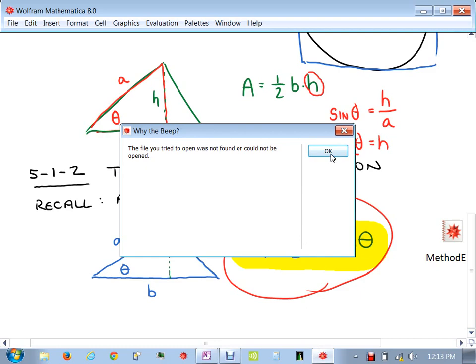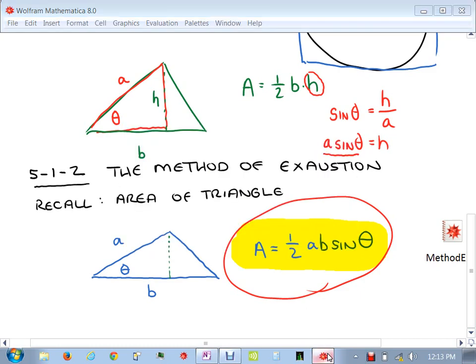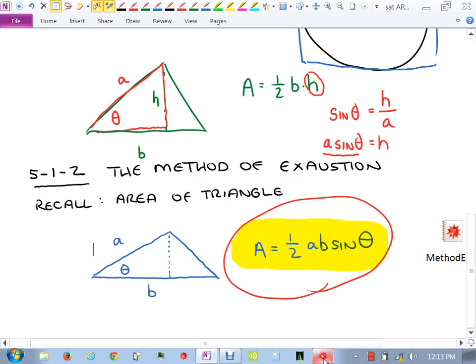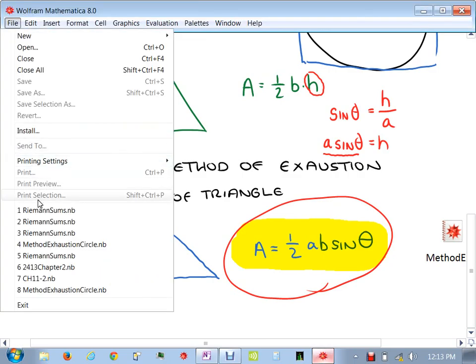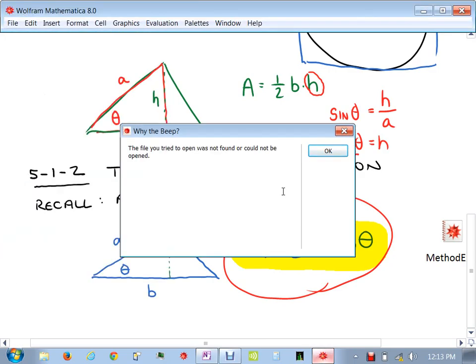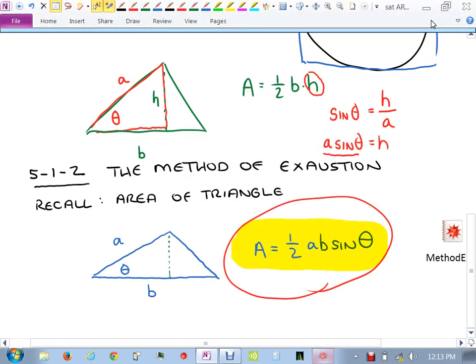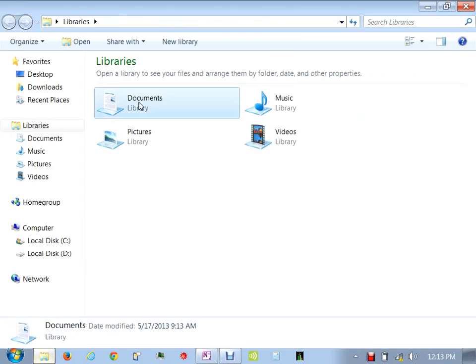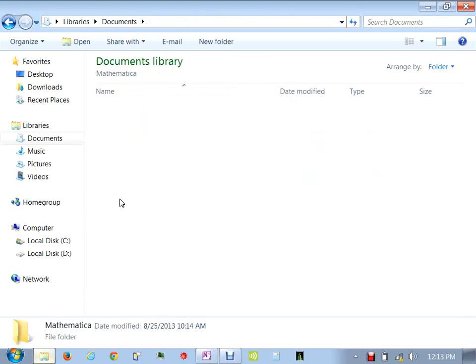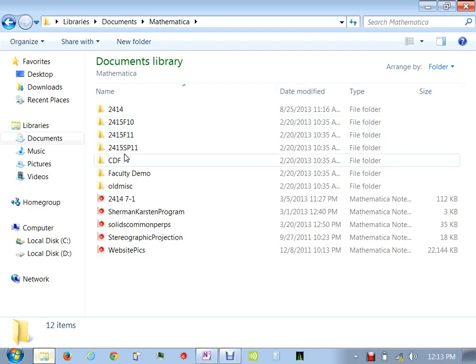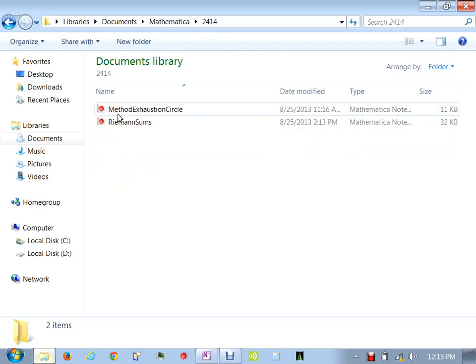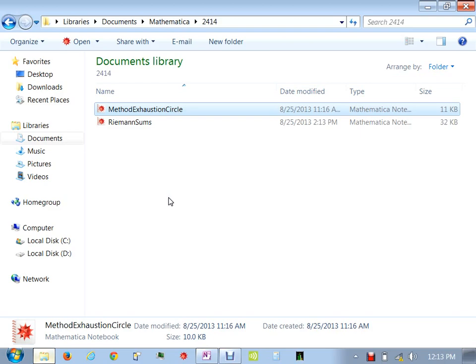Using file, not what? Let me try it again. Doesn't want to open it. Files. Well, I'm not opening anything if I can't. The file's not there. So just give me a moment here. Weird.